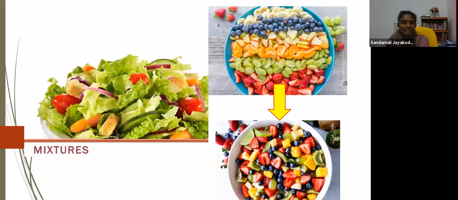And then again, in this kind of a mixture, I told you that there are different components. So sometimes we want to separate those components.